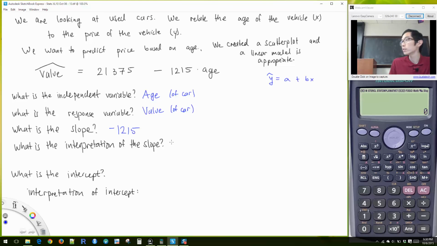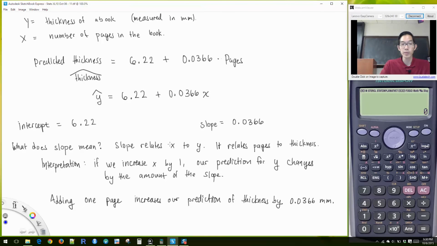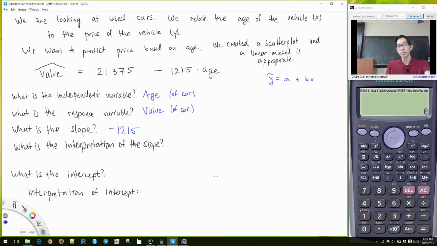Okay, so what is the interpretation of the slope? Yeah, so if we flip back, what does the slope mean? The slope is, if we increase x by 1, our prediction for y changes by the amount of the slope. So in our example, what does it mean to increase x by 1? What is x? X is our age. So that means if the age of the car goes up by 1 year, we predict the value of the car to do what? Decrease by $1,215, okay? So that's the interpretation of the slope.